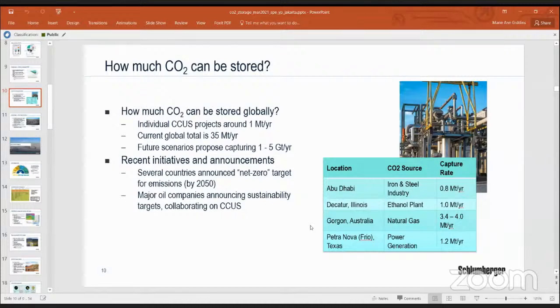At the moment, these projects are quite small because basically they're capturing CO2 from one specific source and then storing it. However, there are much more ambitious projects now being considered where, for example, you might have a large storage area and take inputs from many sources.